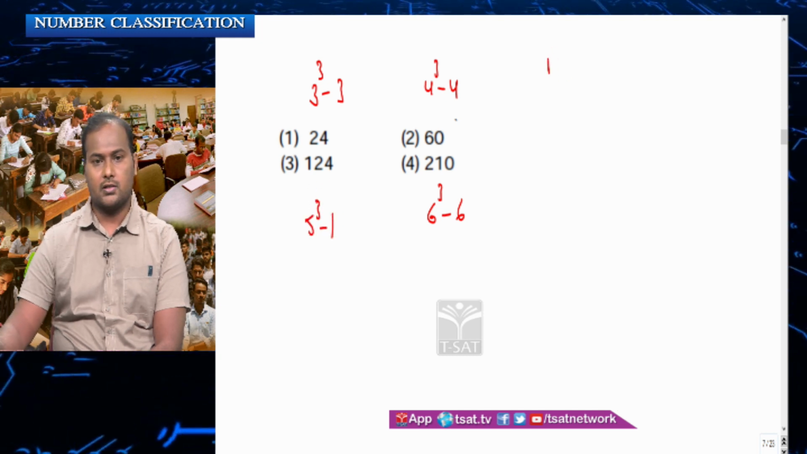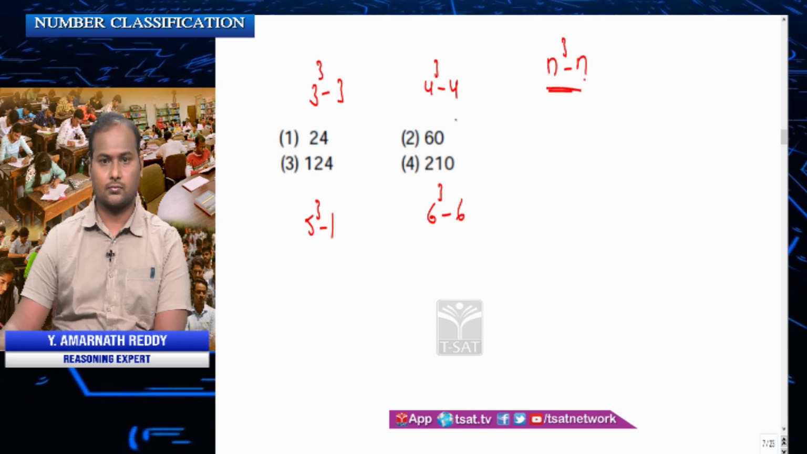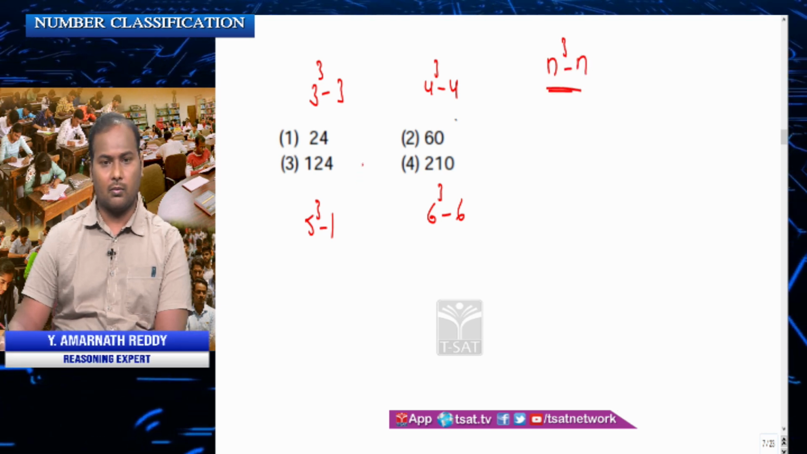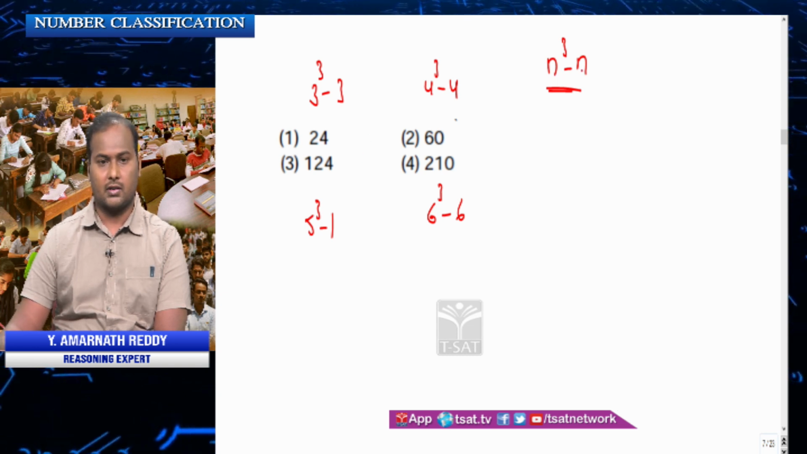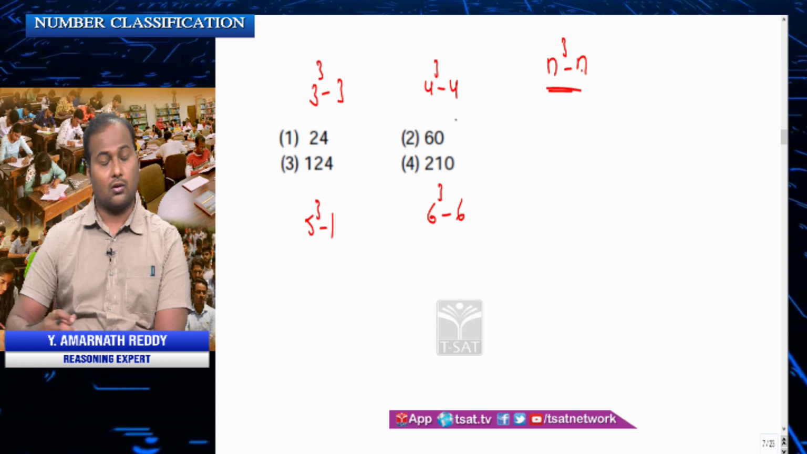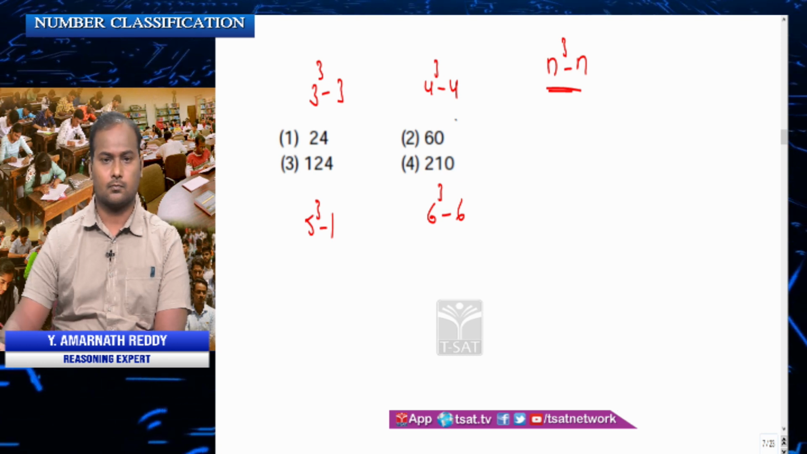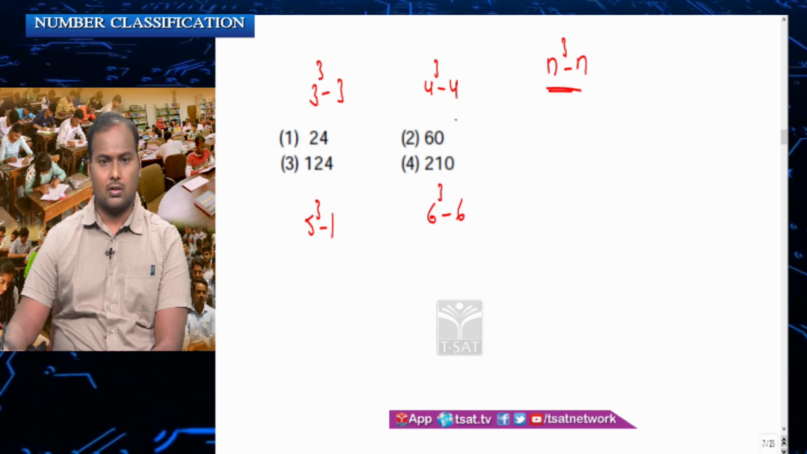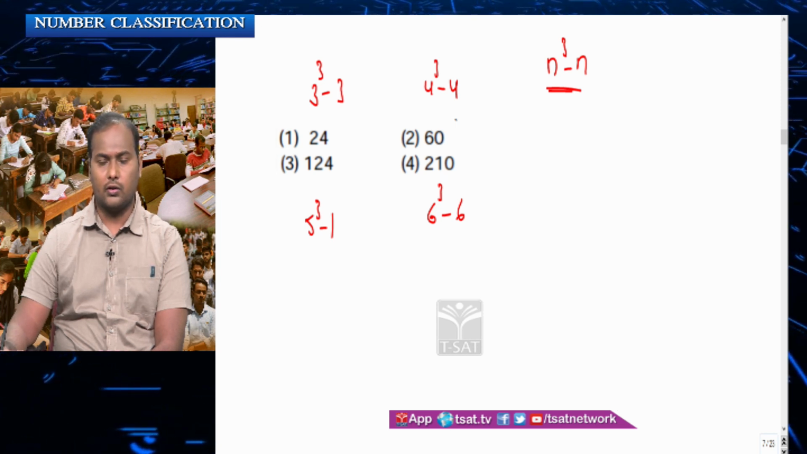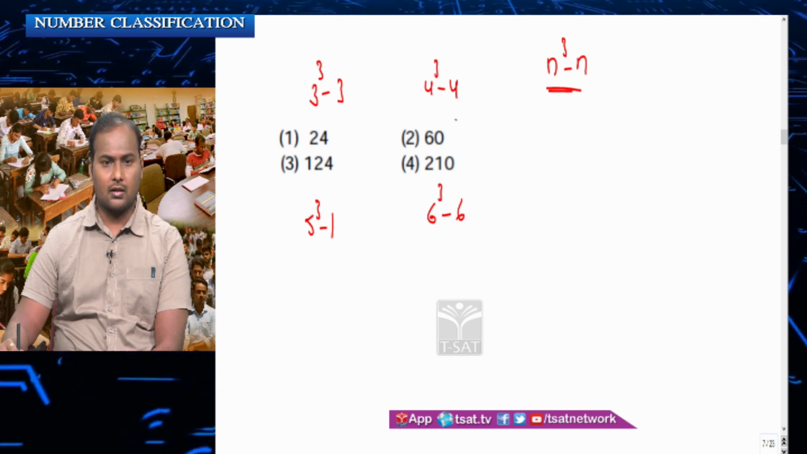So the format is n cube minus n. We need to remember this. This is very, very important, that the formats of n cube minus n and n cube plus n and all the values near to cubes you should remember. Or sometimes it may also be in another format as well.